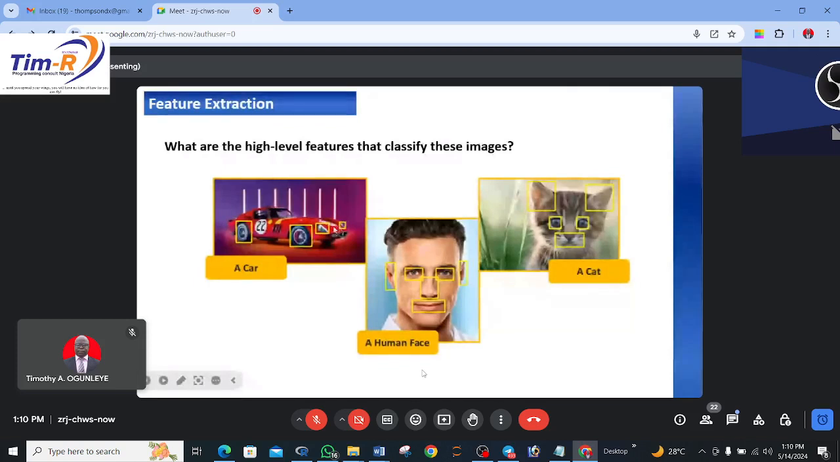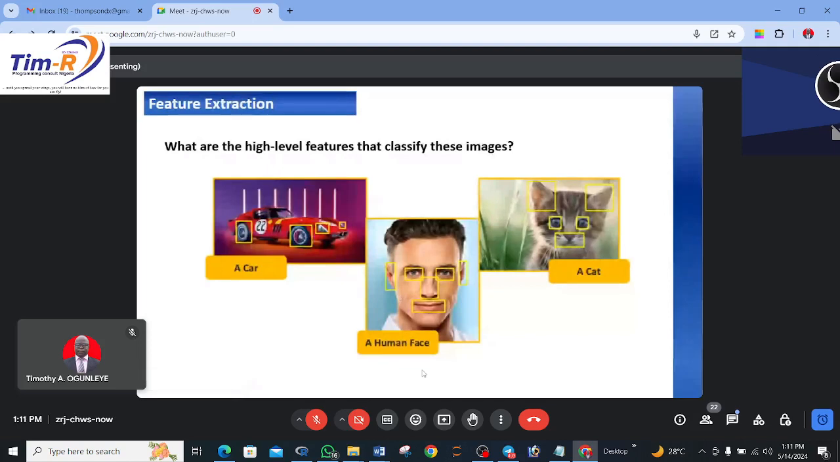Headlights, so those are important things in the car, and you can even add the side mirror, the boot, and some other features. But a very high level feature for a car is the tire and the headlights.